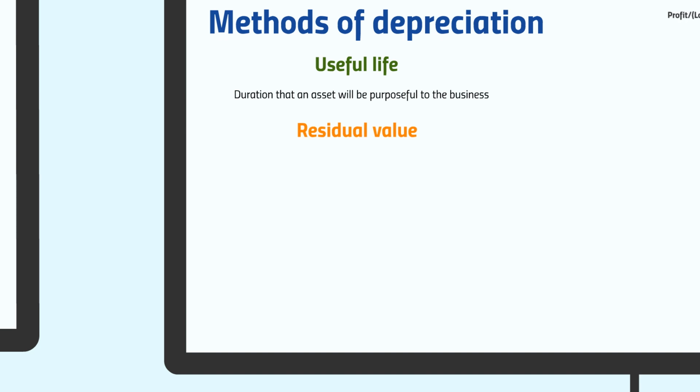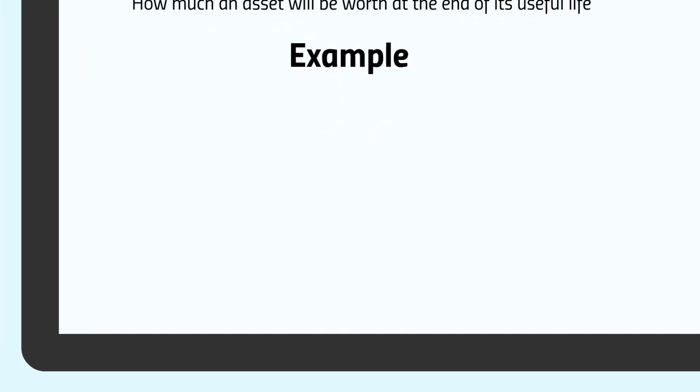We have the residual value. That's how much the asset will be worth at the end of its useful life. So for example, if you buy a car and you have it for 10 years, you may think, well, at the end of that 10 years, it's not going to be completely worthless. It's going to have some residual value. You might be able to sell it for some amount of money. That's what we're talking about there. So let's look at an example.